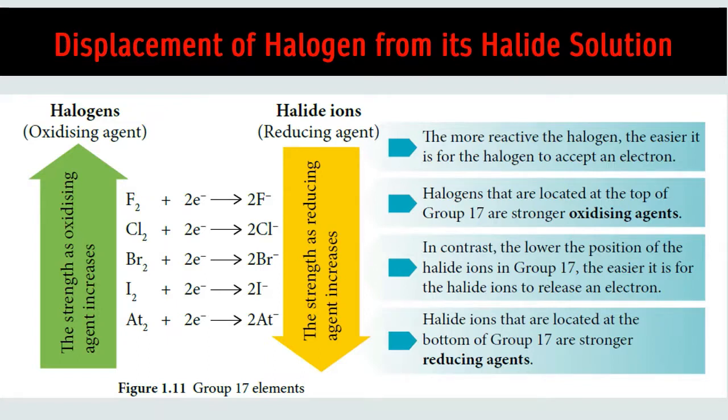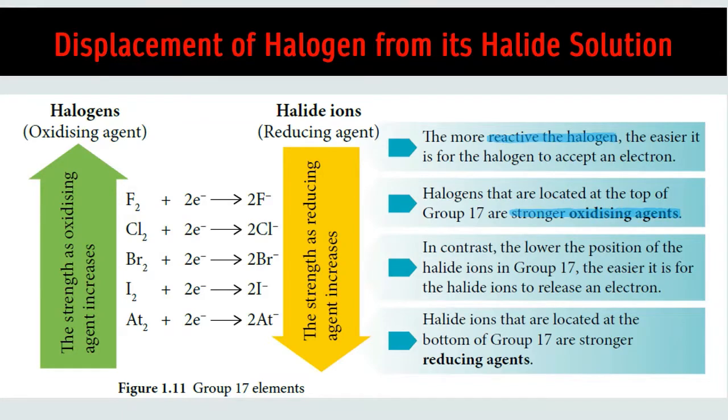If we look at the series here, starting with fluorine, chlorine, bromine, iodine, and astatine, we see that the more reactive halogen has higher ability to accept electron. Therefore, the higher position halogens are a stronger oxidizing agent.